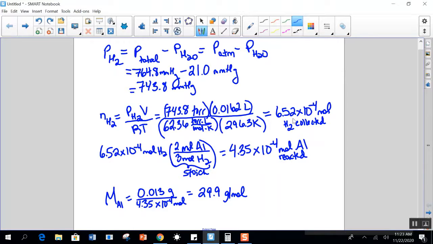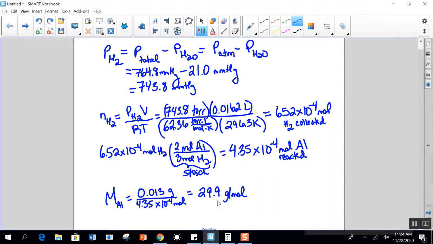I can then use stoichiometry to change moles of H2 into moles of aluminum, using my balanced chemical reaction. You'll find that 2 moles of aluminum are used up to produce 3 moles of H2. Then I'll see that 4.35 times 10 to the negative 4 moles of Al is what reacted. I can then figure out the molar mass of aluminum because I have grams and moles of the same starting sample. This was the grams I measured out in the lab, and this is the moles I calculated through stoichiometry, and I get 29.9 grams per mole with this data, which is pretty close to the about 27 grams per mole in the periodic table, though there are some sources of error in here.